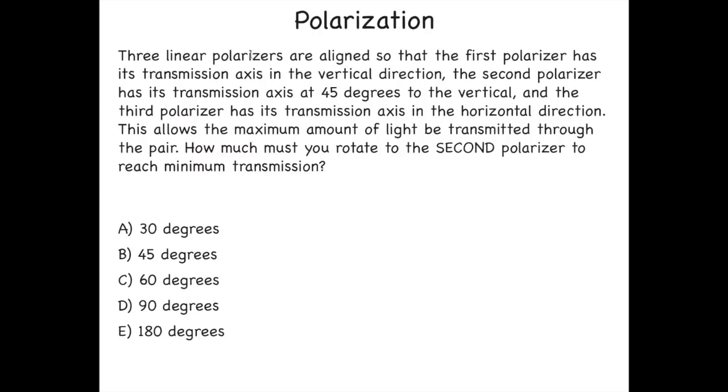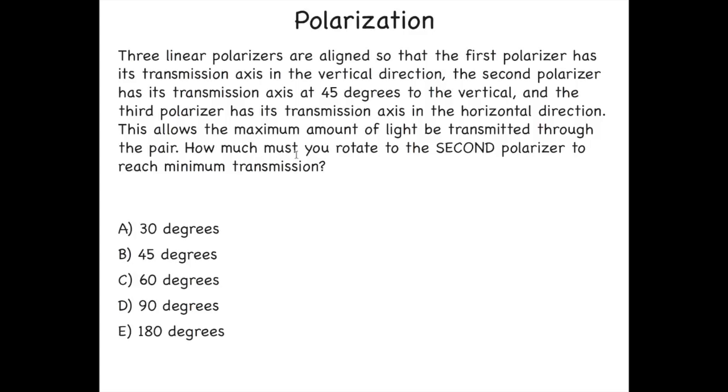Let's now take three linear polarizers that are aligned so that the first polarizer has its transmission in the vertical direction. The second polarizer is at 45 degrees, and the third polarizer is completely horizontal. I'm going to make the claim that when I have it like this, it is going to allow the maximum amount of light to be transmitted through the triplet. They should say triplet.